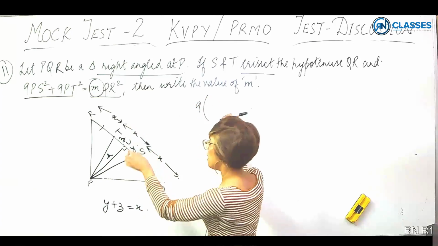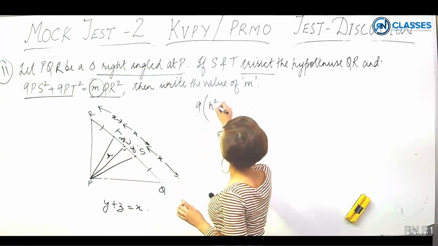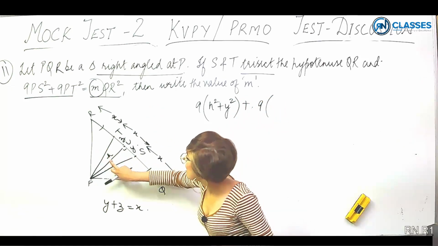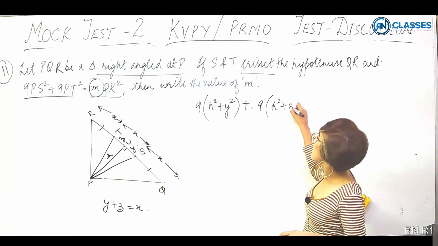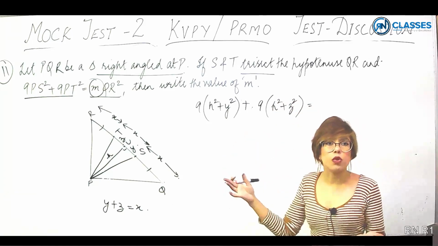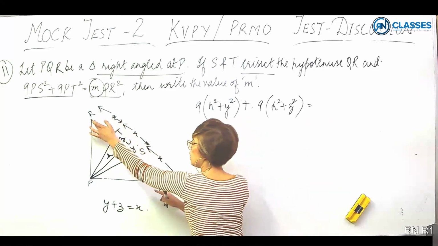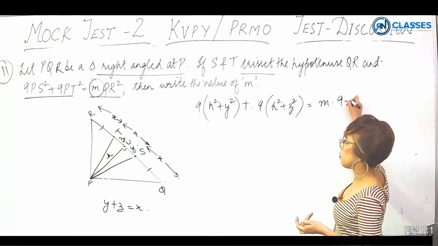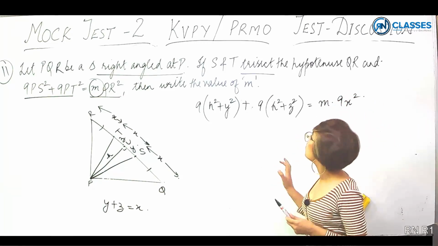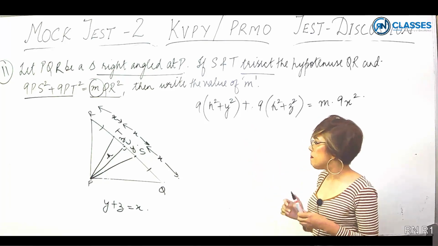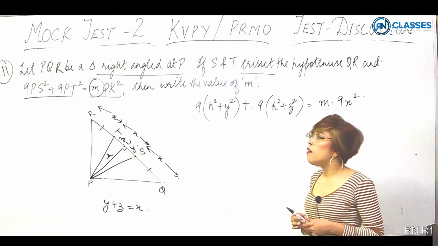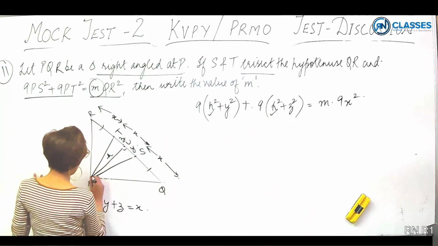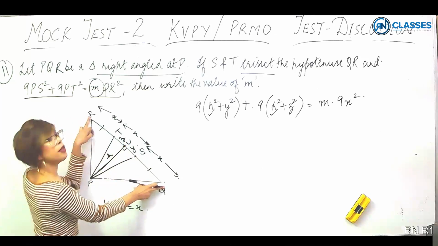So let me write PS square. 9 into PS square is nothing but H square plus Y square, plus 9 PT square. PT square is nothing but H square plus Z square. Is equal to, obviously I need to write in terms of QR square. QR square is nothing but 3x whole square, which is 9x square. So M into 9x square. So what I'll do is, I will try to reduce everything here in the form of X. Now how can I do that? First of all, H is here. How can I relate this altitude to the hypotenuse?